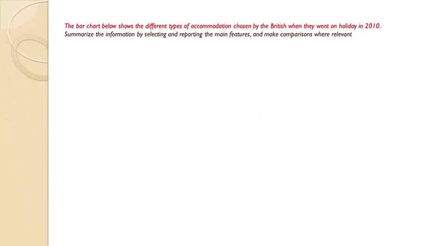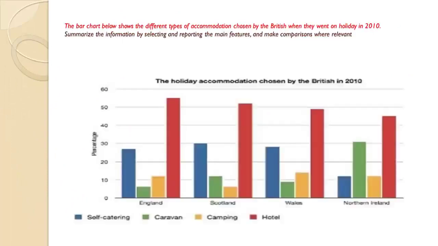So here we'll find that the bar chart shows the different types of accommodation chosen by the British when they went on holiday in 2010. So this is actually the topic, and we'll write the general statement. Actually, it is called paraphrasing. We'll write it in our own language. So, simple answer.